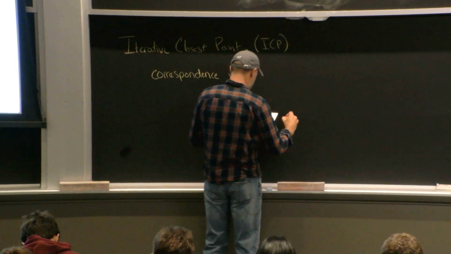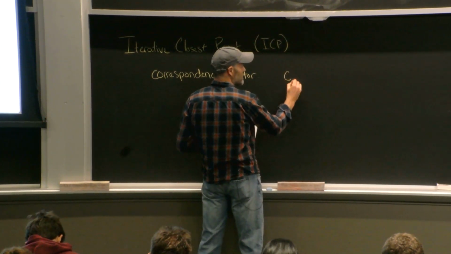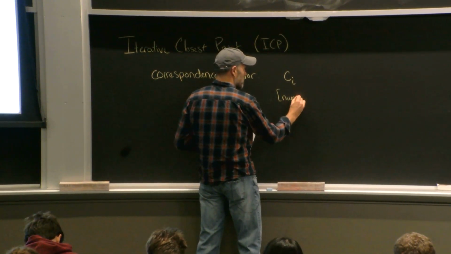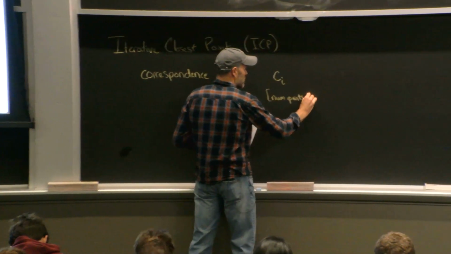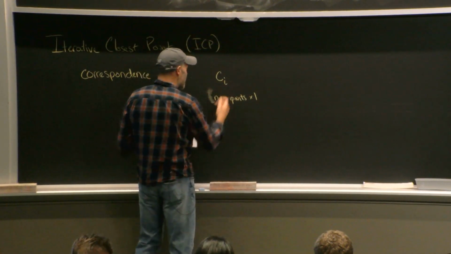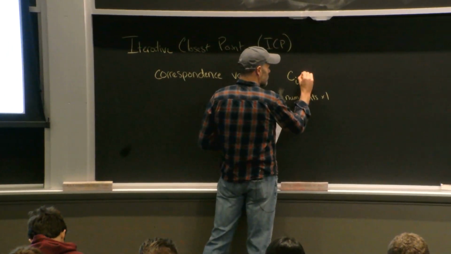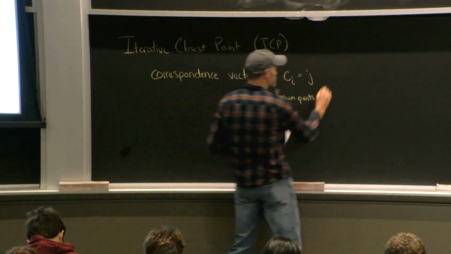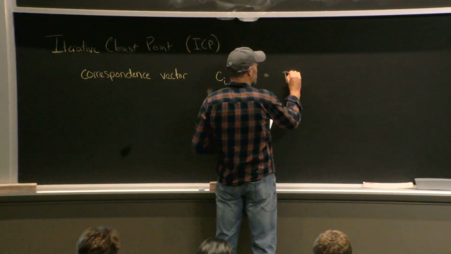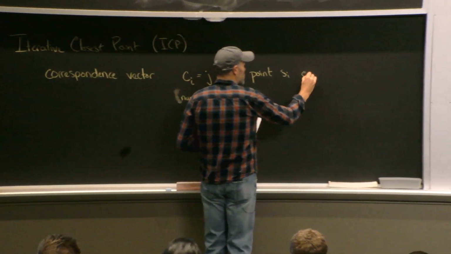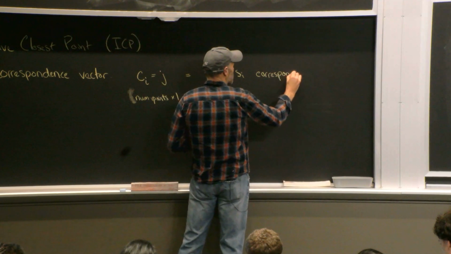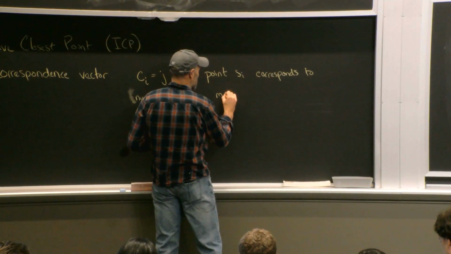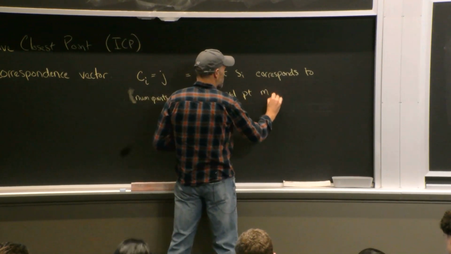I'll use a correspondence vector C. It's the length of num points times 1, so a num points by 1 vector. And the ith element takes an integer value. I'll say the ith element is an integer j if point si corresponds to model point mj.